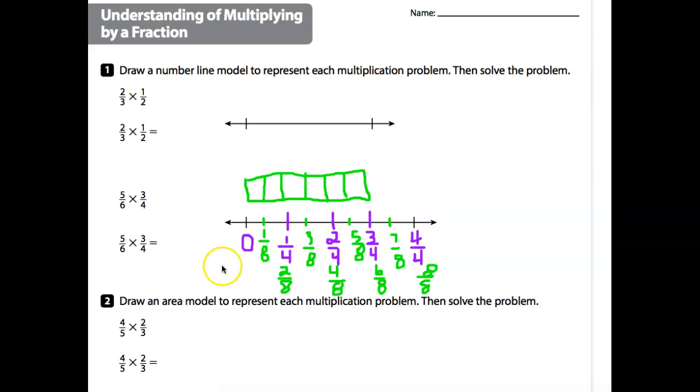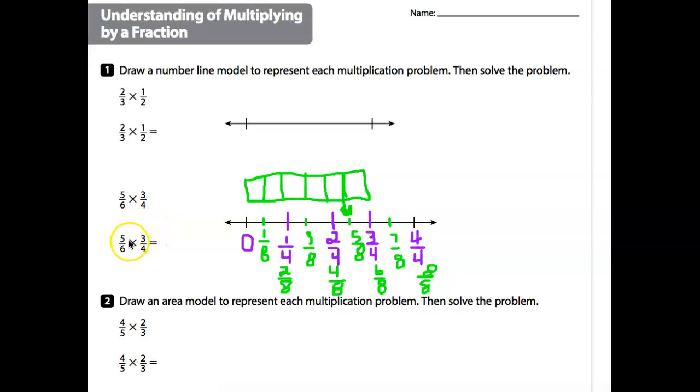All right. So 5/6 on the way to 3/4. 1, 2, 3, 4, 5. 5/6 times 3/4, you're going to see that that is 5/8. Should have made that a different color, but okay, so this mark right here is 5/8. Okay, so that's how we model it.